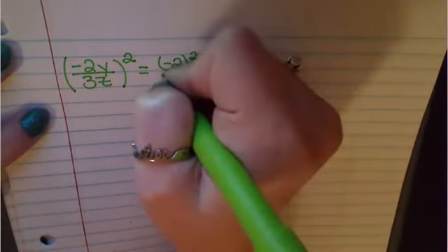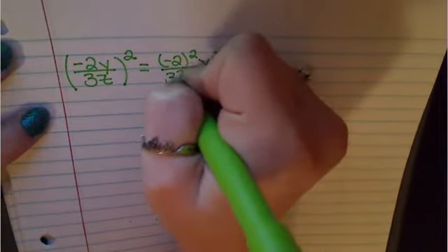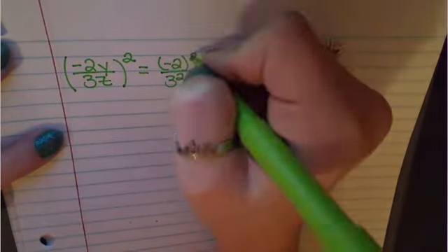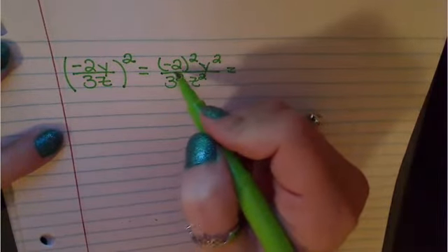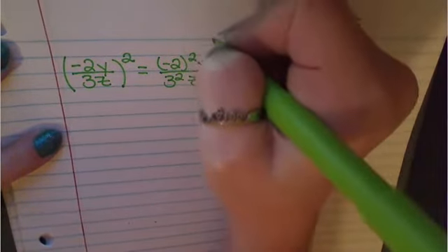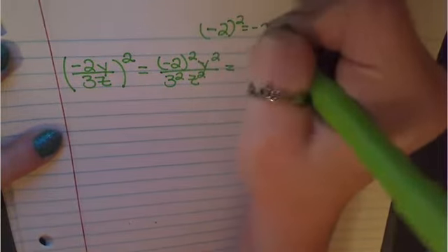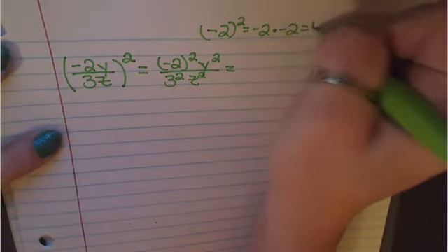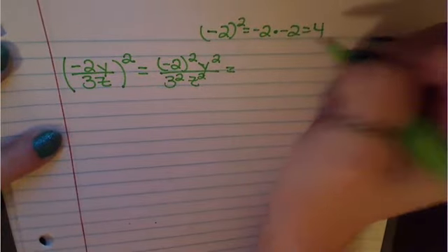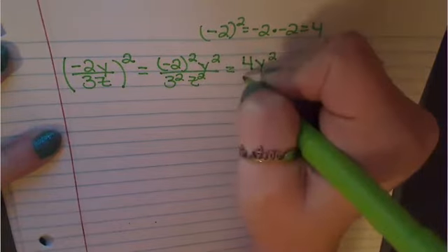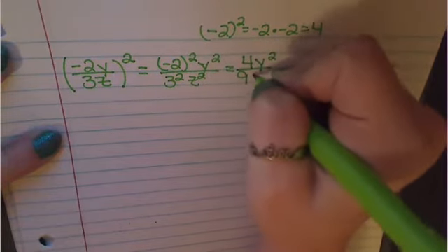The reason I put that negative 2 in there is because now you know that (negative 2) squared equals negative 2 times negative 2, which is positive 4. That way you don't lose that negative, so that's 4y squared over 9z squared. And we distributed that in, and that is your final answer to that problem.